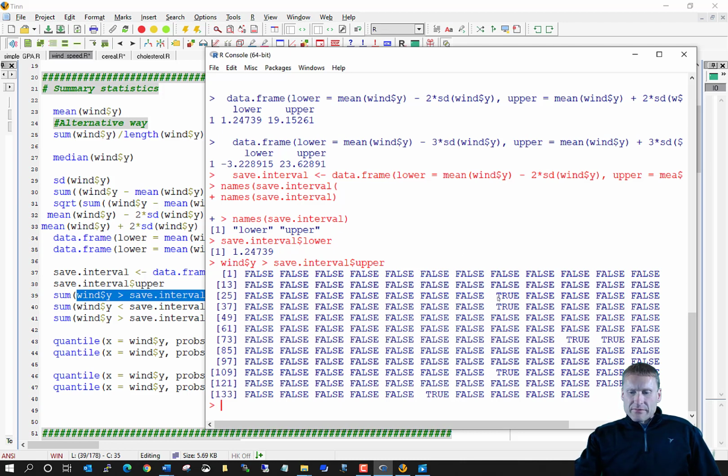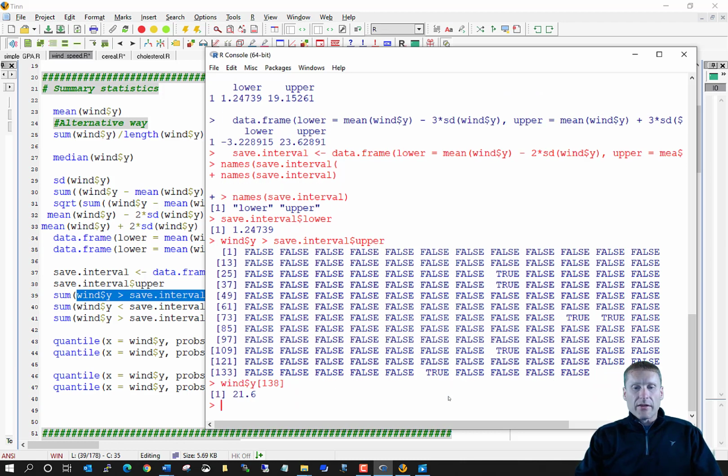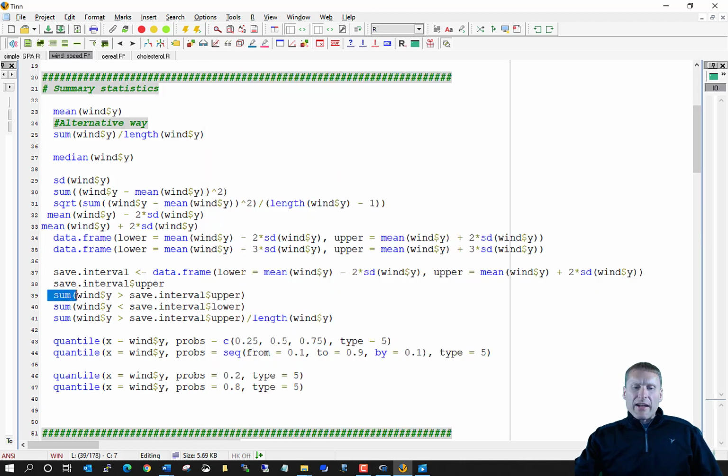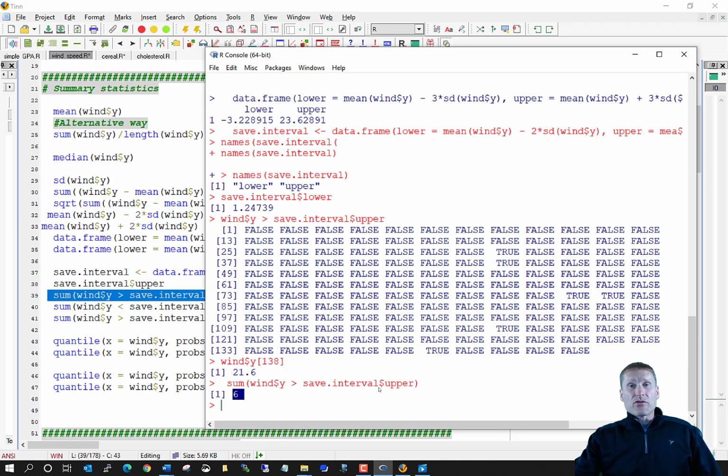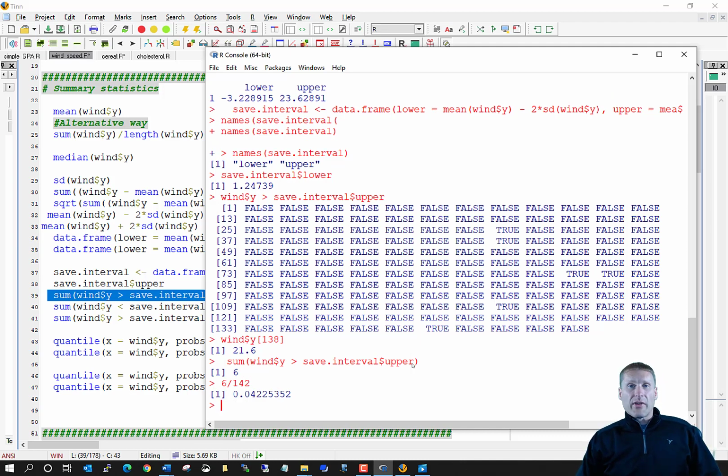So we can see, for example, let's look at this one here. 133, 134, 135, 136, 137, 138, the 138th value is actually greater than that upper limit. So let's actually look at that. 21.6. Indeed, that is larger than the 19.15 that we had calculated. And so we have all these trues and falses. What you can do is actually add the trues and falses, and that might seem odd, but R takes a true to be a 1 and a false to be 0. So if I do that, we see that there are a total of 6 trues. So 6 times out of 142 is the number of times that we were outside this upper limit. So 6 divided by 142 is about 4% of the time, not much.